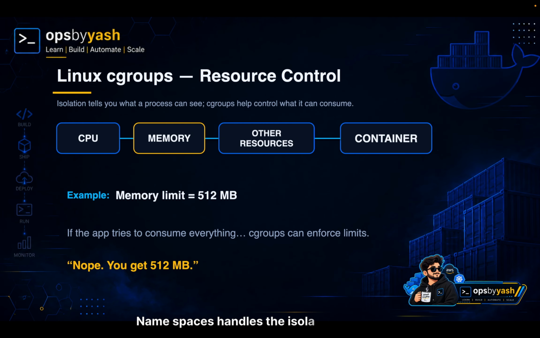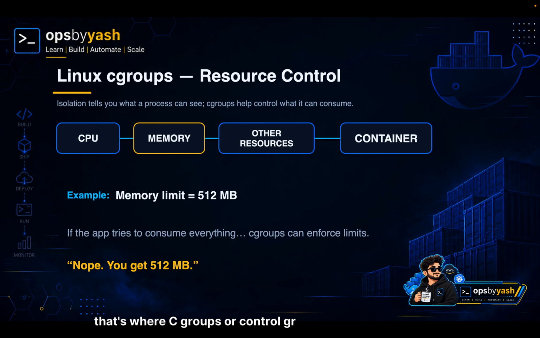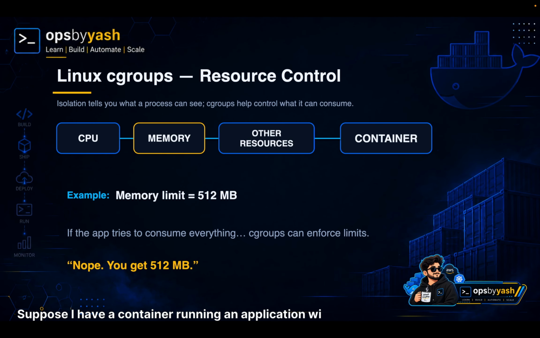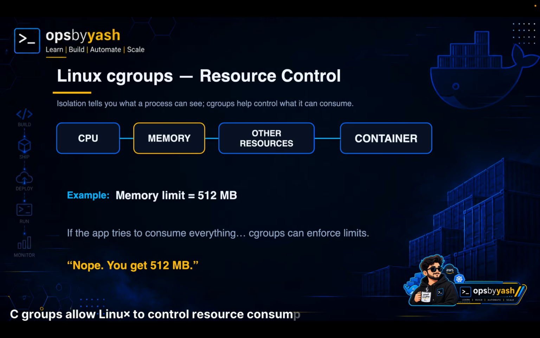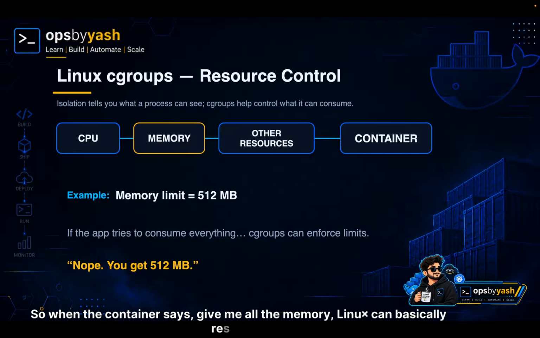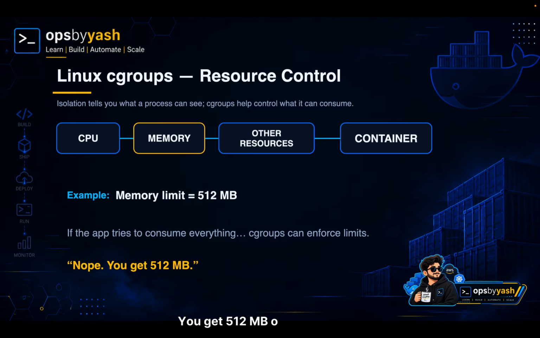Namespaces handle the isolation. But what about resources? That's where cgroups, or control groups, come in. Suppose I have a container running an application with a memory limit of 512 megabytes. Without resource controls, one badly behaved application could try to consume a huge amount of memory. Cgroups allow Linux to control resource consumption: CPU, memory, and other resources. So when the container says, "Give me all the memory," Linux can basically respond, "Nope, you get 512 MB only." And that is extremely important in a production environment.